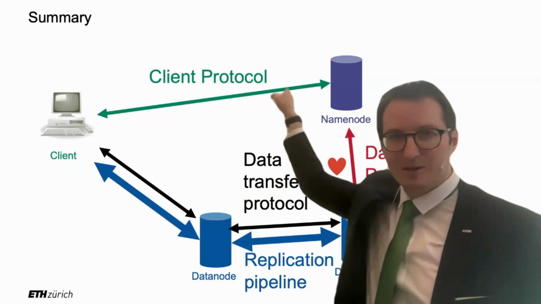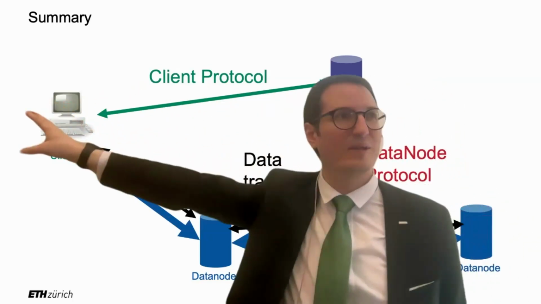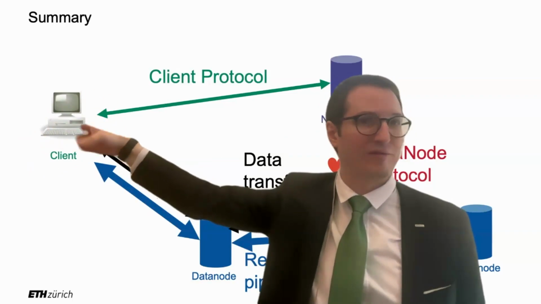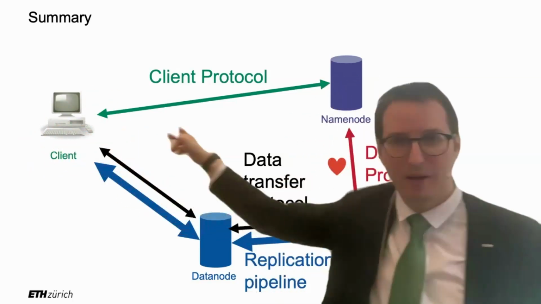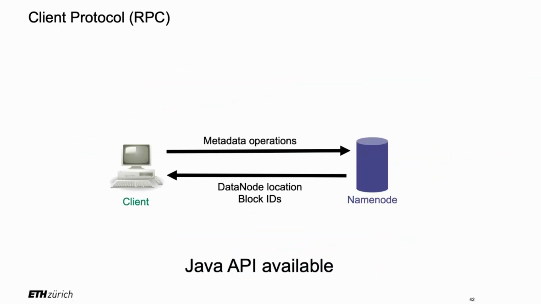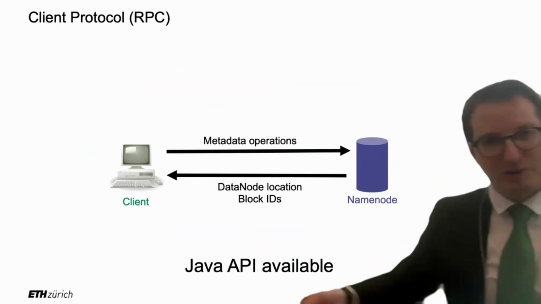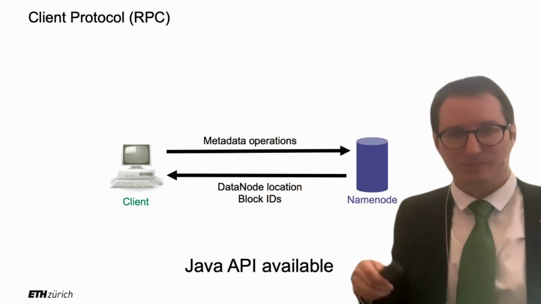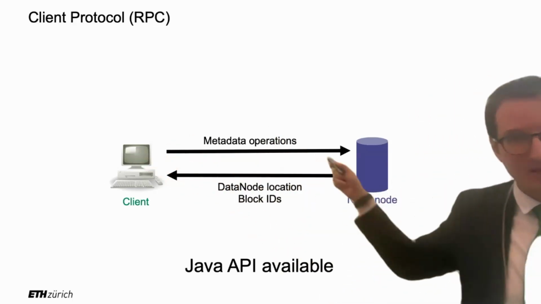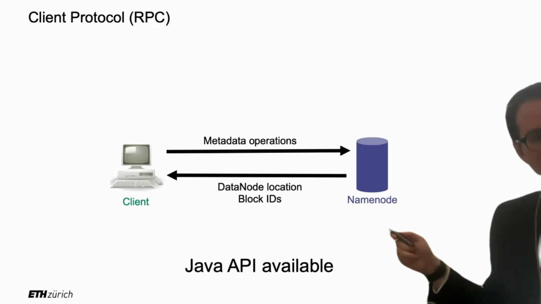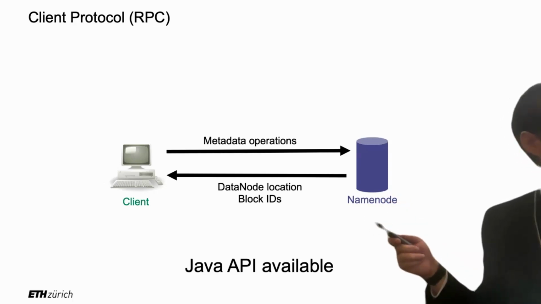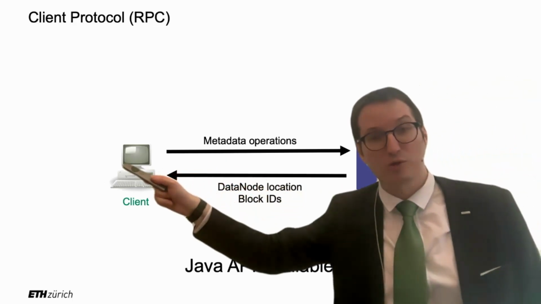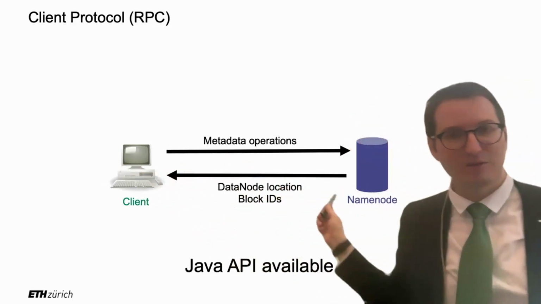As I said, I'm starting here with the client protocol. This is a machine that wants to create a directory, delete a directory, write a file, read a file, whatever it wants to do, and it connects to the name node with the intent of doing that. These are what we call metadata operations: creating a directory, deleting a directory, and so on. The client connects to the name node, and the name node is going to reply. For creating a directory, it's just going to confirm, yes, I created the directory.